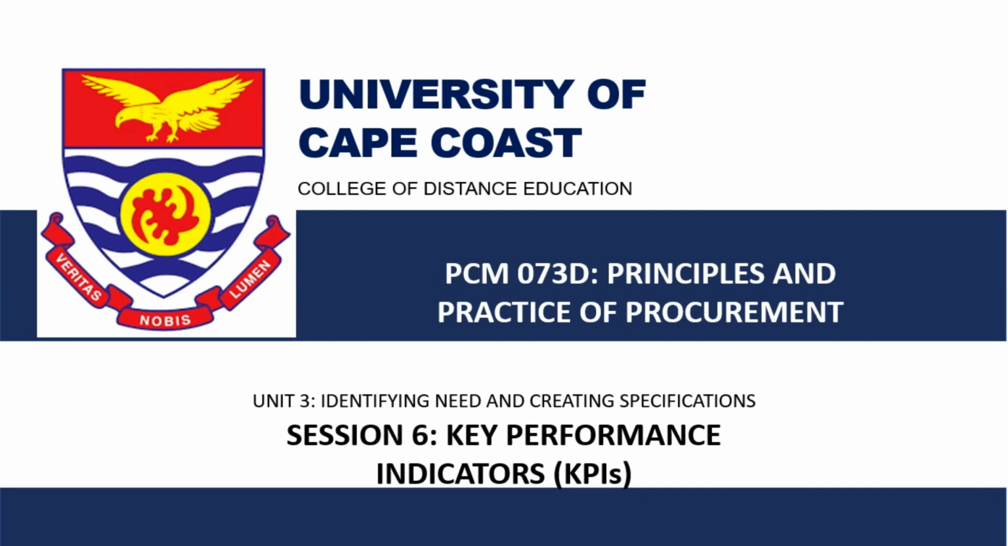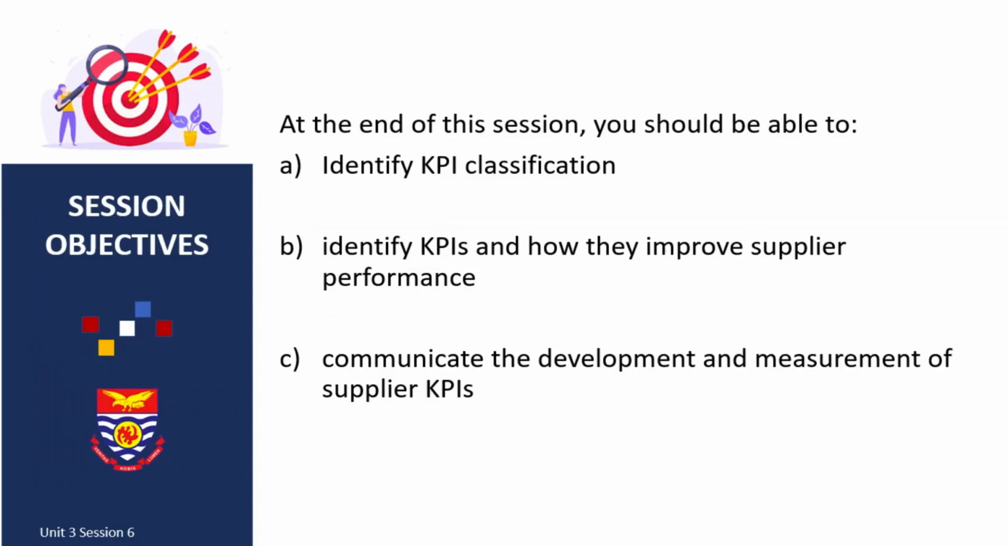In this section, you will be introduced to key performance indicators, how they are classified, and how they help improve supply performance by serving as a measurement criteria for assessing whether specifications were followed or not. By the end of this section, we should be able to identify key performance indicators classification, identify key performance indicators and how they improve supply performance, and communicate the development and measurement of supplier key performance indicators.